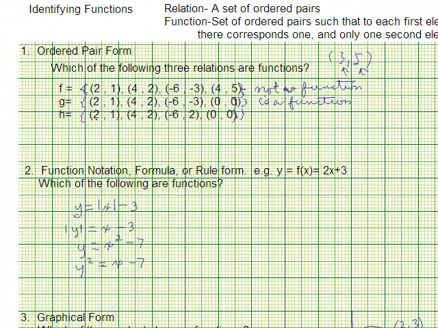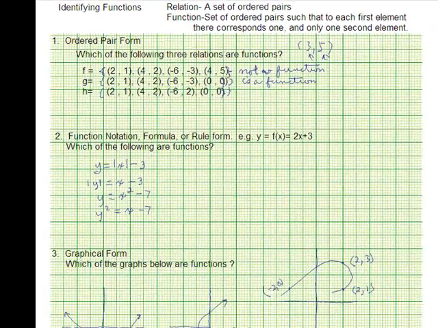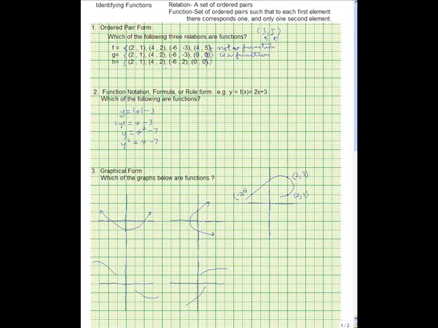Let's take a look at the last one. Again, there's only one pair that starts with 2. 2 corresponds to 1. There's only one ordered pair that starts with a 4. So 4 corresponds to 2. Only one starts with a 6. Only one starts with a 0. But you notice there's a repeated second number: 2 in the second ordered pair, 2 in the third ordered pair. Does that keep H from being a function?